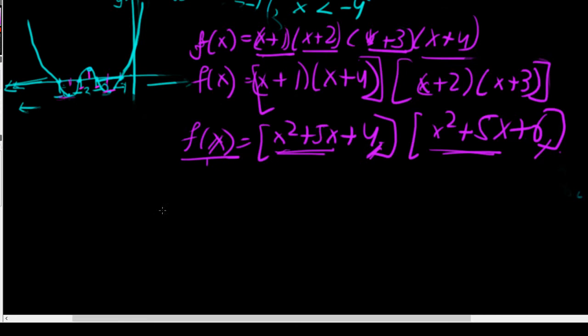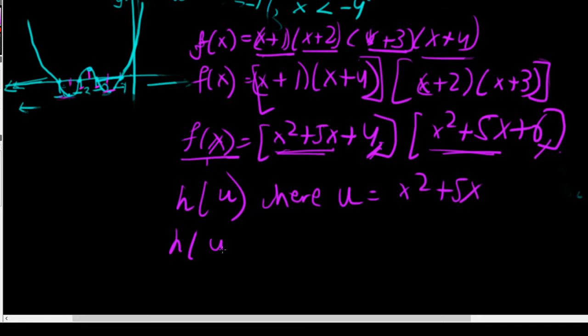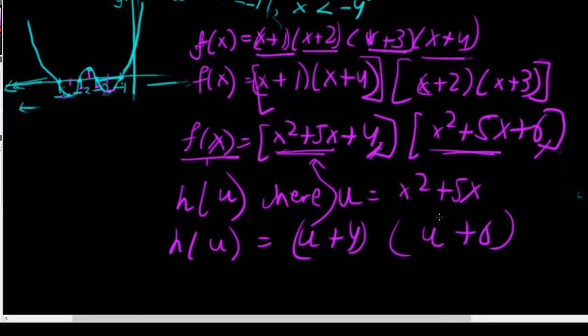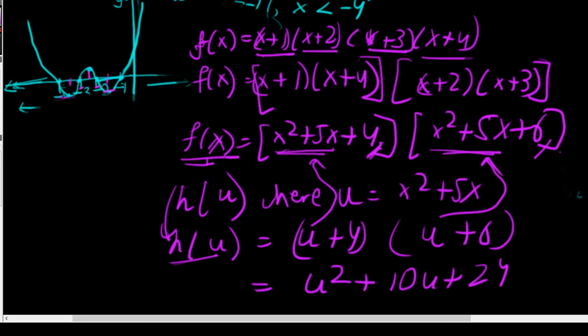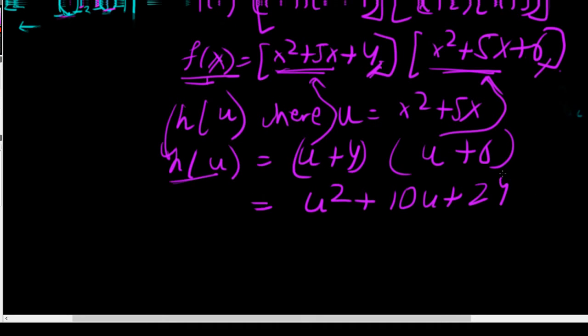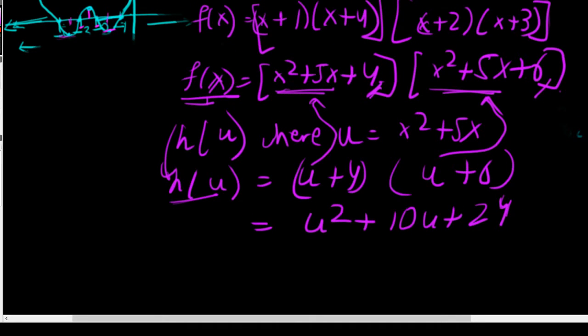We can express f of x as another function, let's say h of u, where u is x squared plus 5x. So h of u will be u plus 4, where u is x squared plus 5x, into u plus 6, the same thing. Notice that I've converted this f of x into h of u, where h of u is a quadratic expression. So this is u squared plus 10u plus 24.